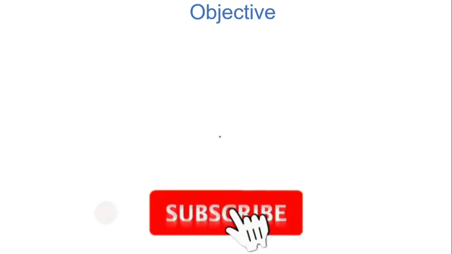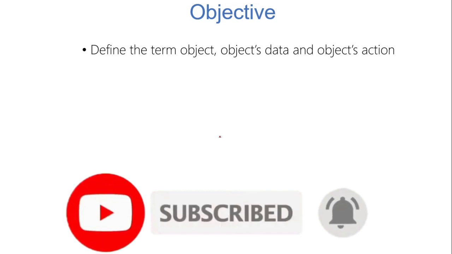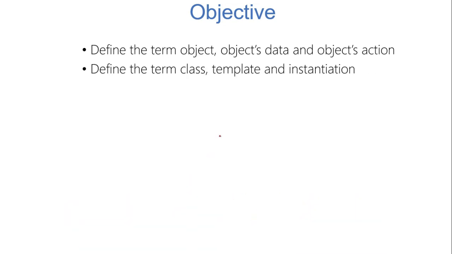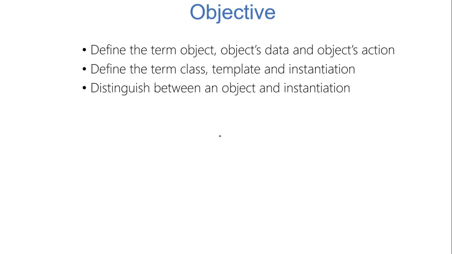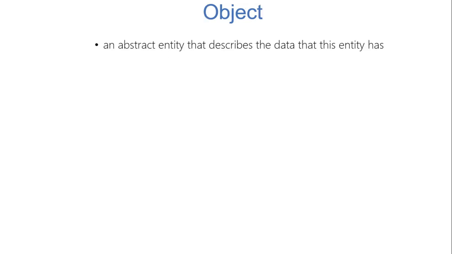Hi coders! The objective of this video is to define the term object, object data, and object action, to define the term class, template, and instantiation, to distinguish between an object and instantiation, and to implement object and class in Java using Eclipse. An object is an abstract entity that describes the data that this entity has.